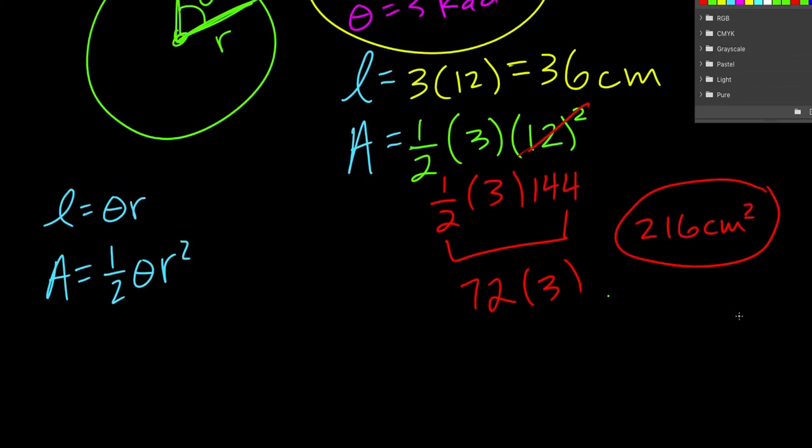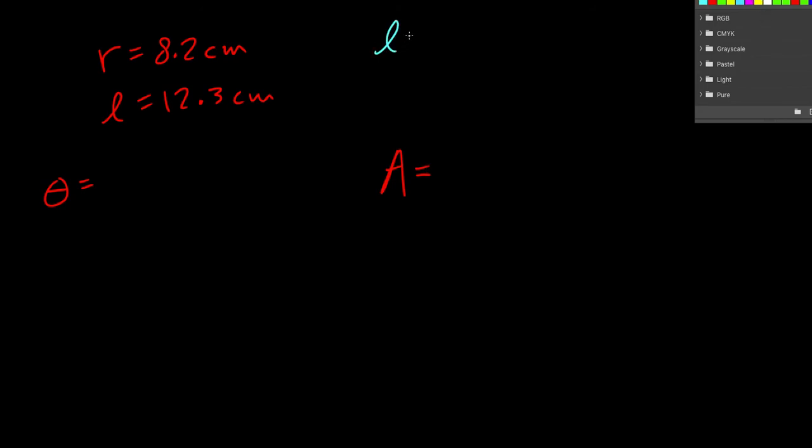Okay, let's try another one. This time we're given a radius of 8.2, and this is once again referring to a sector. And then the arc length is equal to 12.3 centimeters. They want us to find theta, or the angle, and then they also want us to find the area. I should have kept those on the screen, but L equals theta times R, and area equals 1/2 theta R squared.